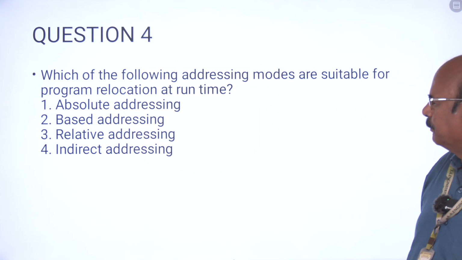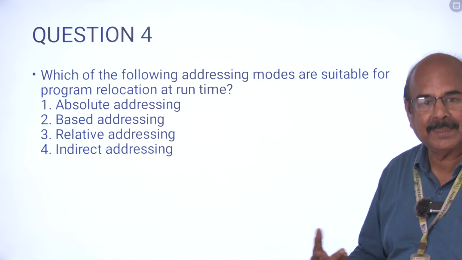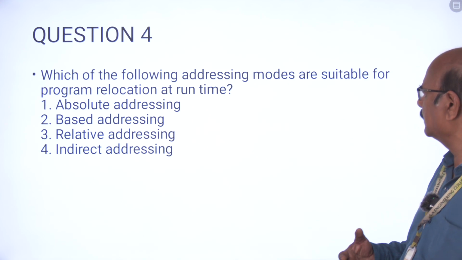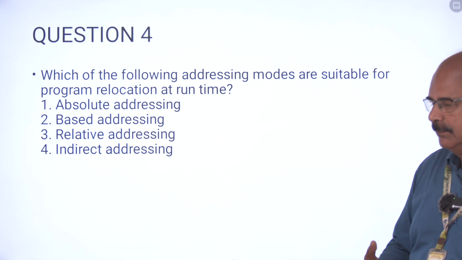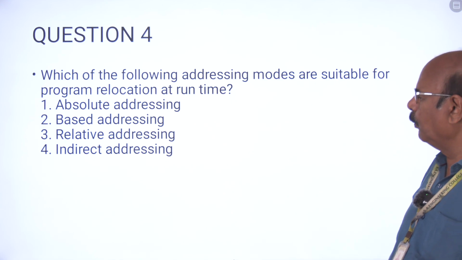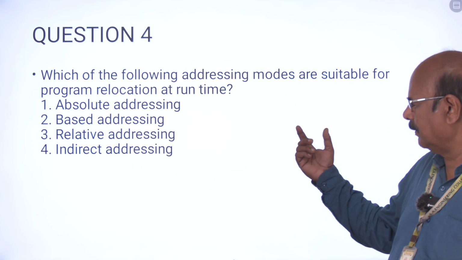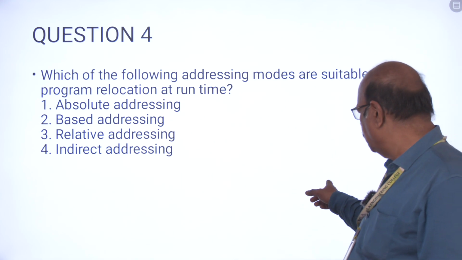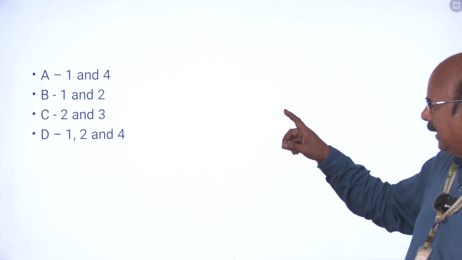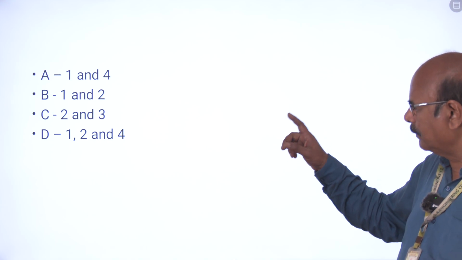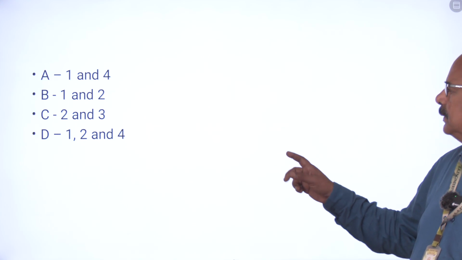So next one, question number 4. Which of the following addressing modes are suitable for program relocation at runtime? You know that program relocation is required at runtime. Here 4 options have been given: absolute addressing, based addressing, relative addressing, or indirect addressing. Option A is 1 and 4, option B is 1 and 2, option C is statements 2 and 3, option D is statements 1, 2 and 4. So what will be the answer?